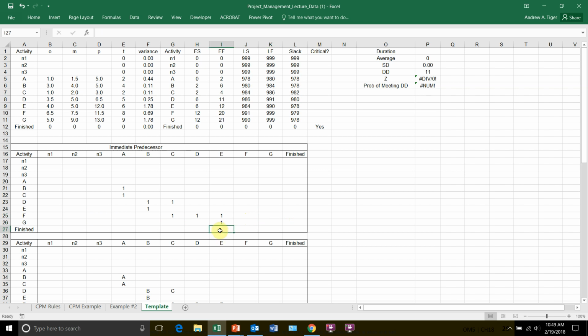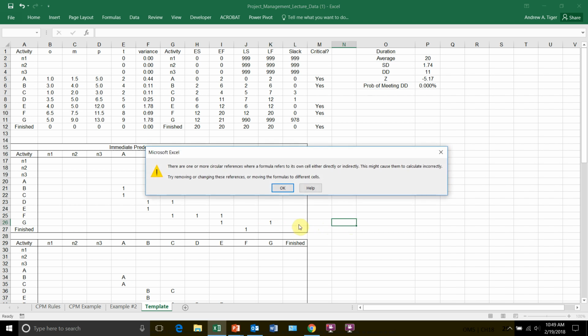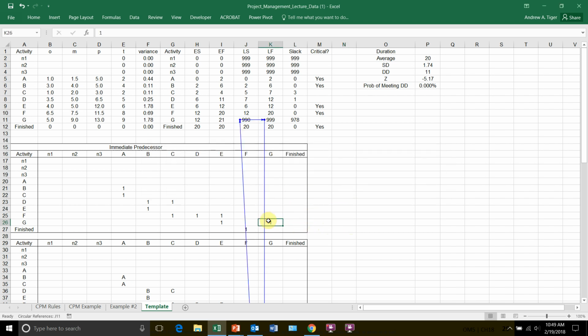And then you always want to have the finish. And the finish, how you know that is that if it's not listed as a predecessor, it needs to be linked to the finish node. So the immediate predecessors, what's listed there is A, B, C, D, E. There's no F or G, so F and G. There you go.